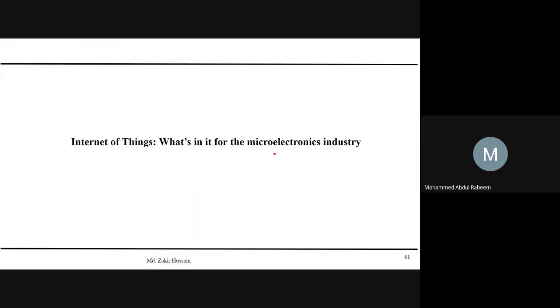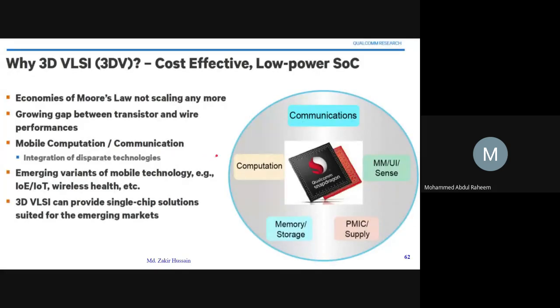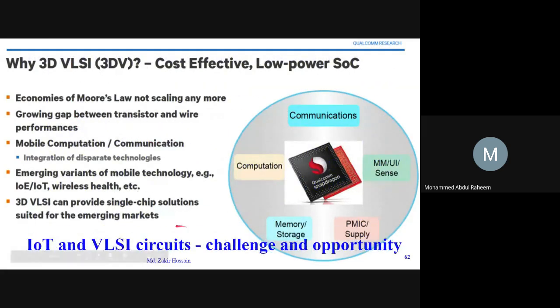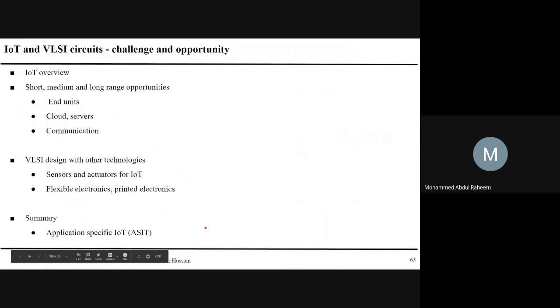Internet of Things. Even this buzzword you might have heard about, Internet of Things. How can you relate this IoT to your electronics and communication domain? That is where you have to think of IoT and VLSI circuits. What are the challenges and opportunities in IoT, that new buzzword that you keep hearing, and how is it relevant to your ECE, that you have to understand.